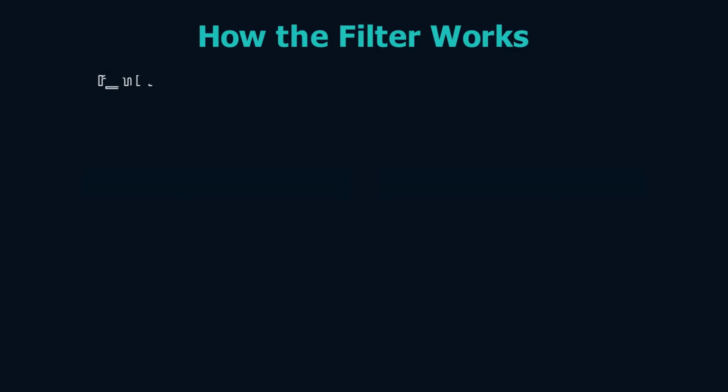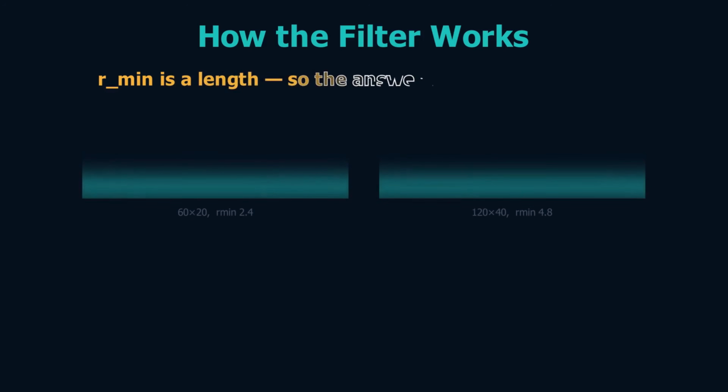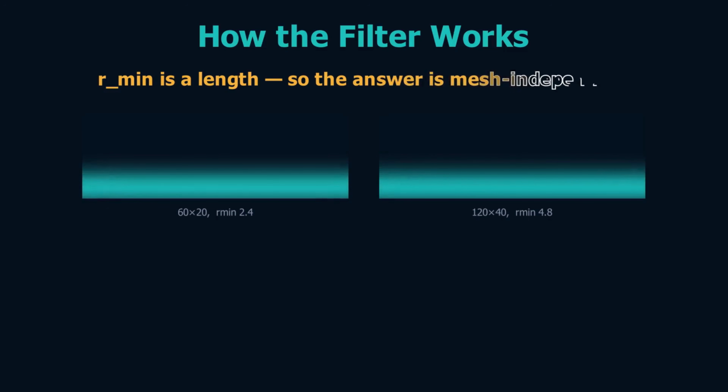And this buys something important. Because Rmin is a real length, not a number of elements, refining the mesh does not change the answer. Coarse and fine, at the same physical radius, return the same structure. 99.1% correlated. Without the filter, a finer mesh would just grow finer and finer members forever. The mesh dependence the filter exists to kill.